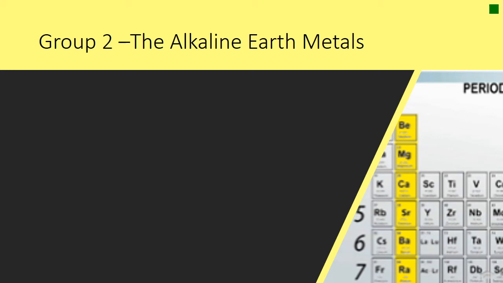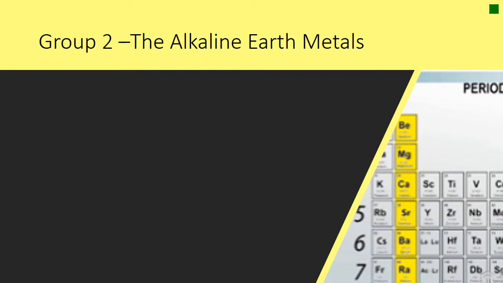Hi, here we've got a video on the Group 2 alkaline earth metals, and in this video we're going to concentrate on some trends in physical and chemical properties, and in another video we'll have a look at their reactions. So on the right you see the Group 2 metals: beryllium, magnesium, calcium, strontium, barium and radium.